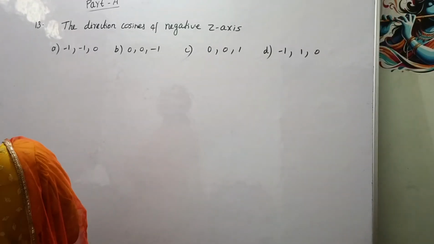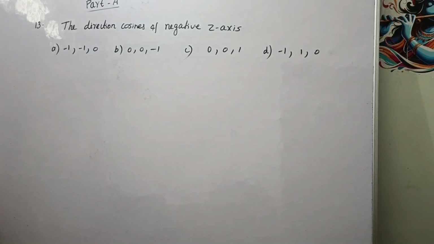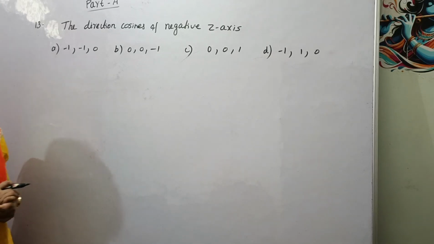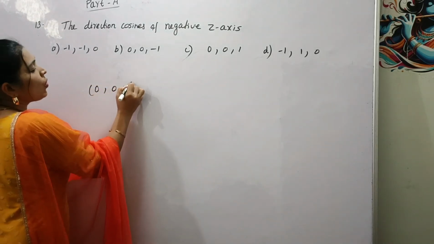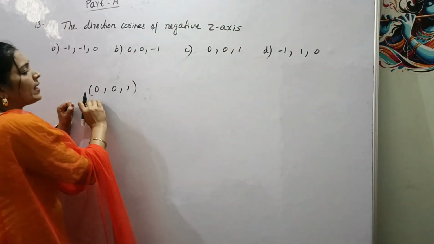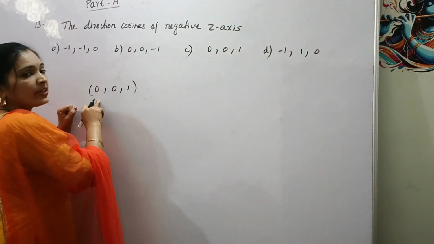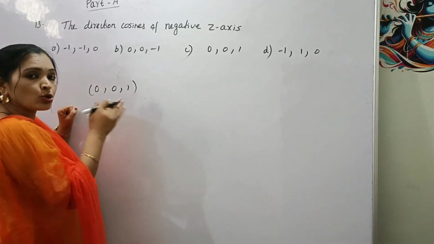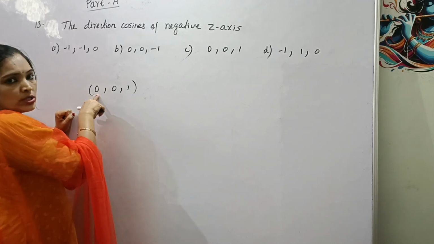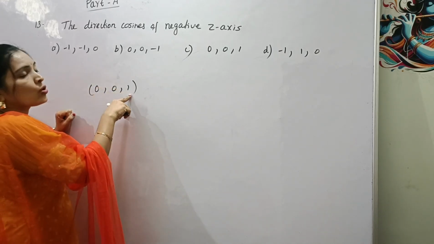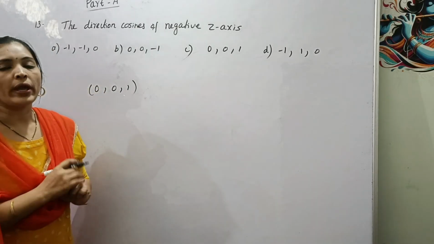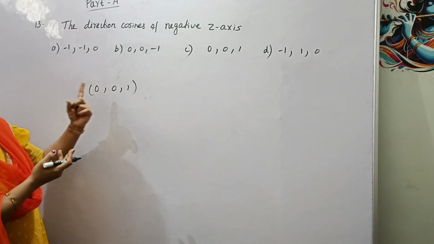The direction cosines of negative z-axis, options: minus 1, minus 1, 0; 0, 0, minus 1; 0, 0, 1; minus 1, 1, 0. Here we know that direction cosines of z-axis is 0, 0, 1. That is, here it makes an angle 90 degree with x-axis, 90 degree with y-axis and 0 degree with z-axis, in positive z-axis. So here cos 90, 0, cos 90, 0, cos 0, 1. Here direction cosines of negative z-axis, that is nothing but 0, 0, minus 1.